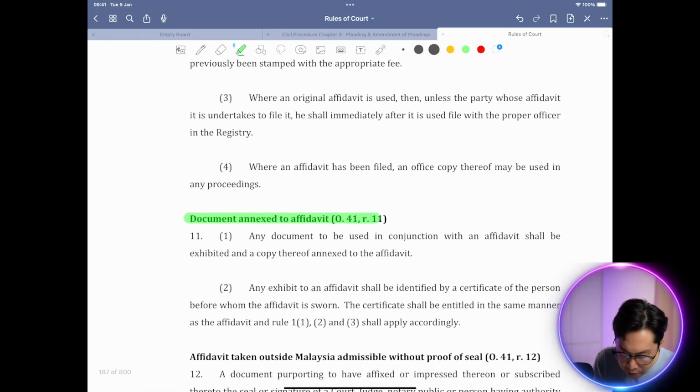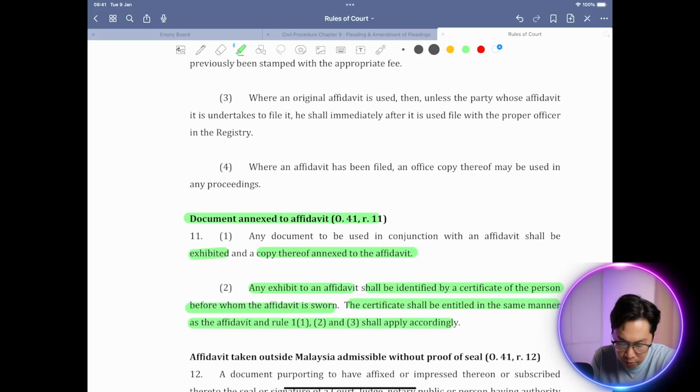Documents annexed to affidavits. Any document to be used in conjunction shall be exhibited. Exhibited means attached to it like that, and a copy thereof annexed to the affidavit. Exhibited, or should I say attached, means show. In criminal cases, we say the barang case is an exhibit. Any exhibit to an affidavit shall be identified by a certificate of the person before whom the affidavit is sworn. The certificate shall be entitled in the same manner as the affidavit. Okay, take notes.